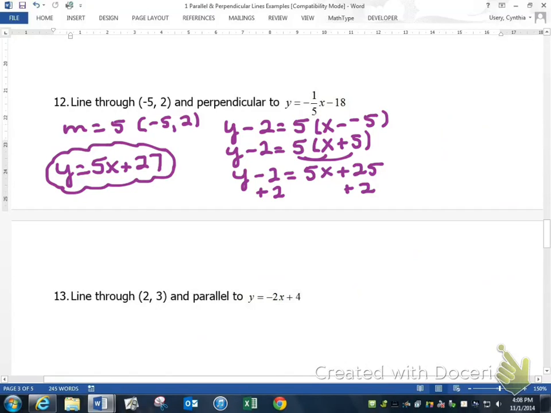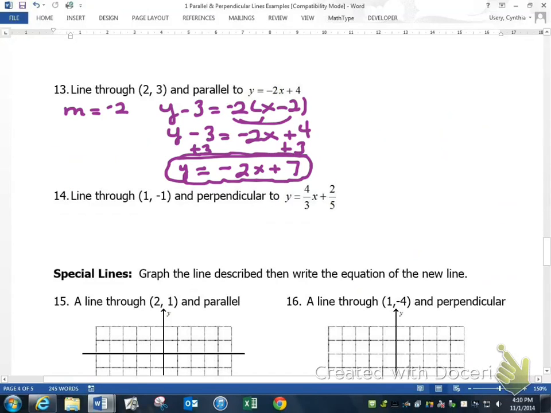This one is a line through 2, 3 and parallel to y equals negative 2x plus 4. I got y equals negative 2x plus 7. If we need to, we can pause. Otherwise, let's go to number 14.